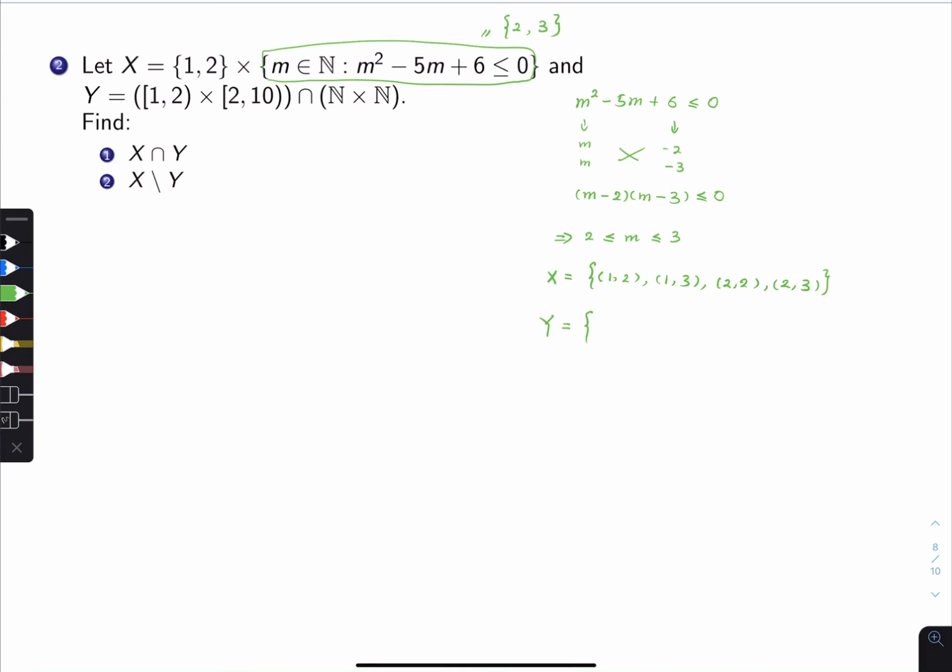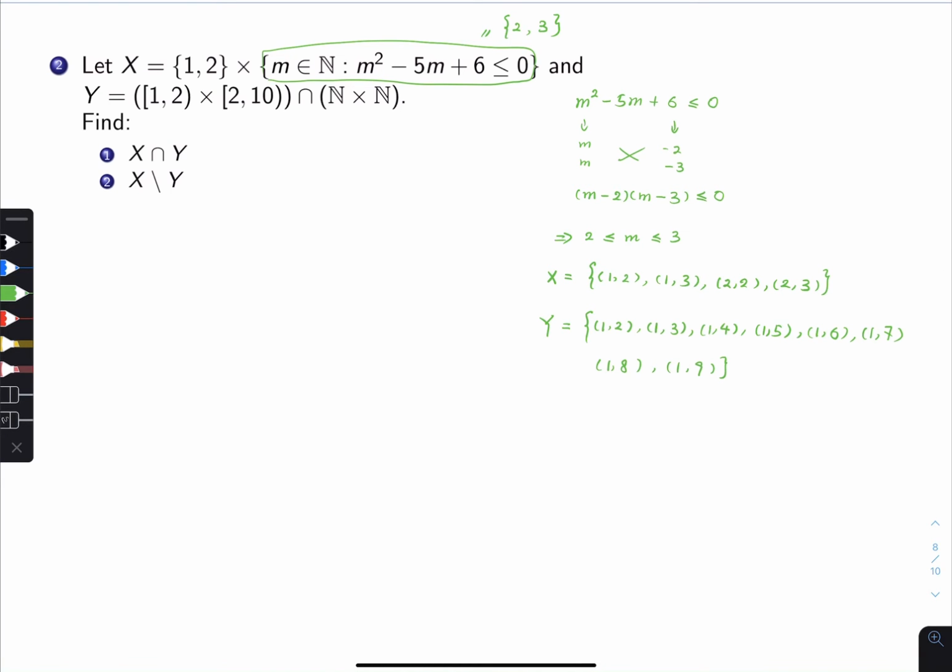Again, it's a set of Cartesian products. x can only be 1, so (1, 2), (1, 3), (1, 4), (1, 5), (1, 6), (1, 7), (1, 8), and (1, 9).